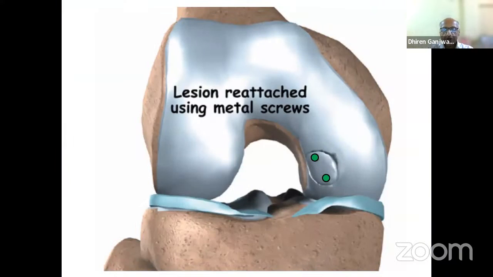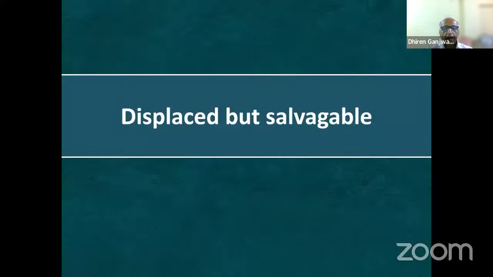This is again a picture from the internet, and that very clearly shows that the piece which has been separated is fixed or reattached with metal screws. This goes with the help of an arthroscope, and we are entering from the cartilage. The drilling is done from outside the joint or outside the cartilage area into the subchondral bone, but the pinning is done from the joint.